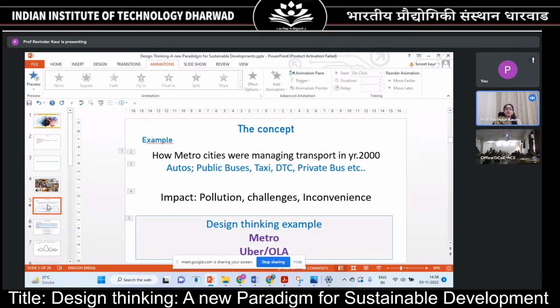One of the solutions which design thinking gave was the birth of metros and services like Uber and Ola. Now we see that metros, Ubers or Olas are more economical and faster. As we talk of sustainability, they give you less pollution. Even in Uber and Ola, when we go in for sharing, we are saving our resources. That means we are able to do resource management.